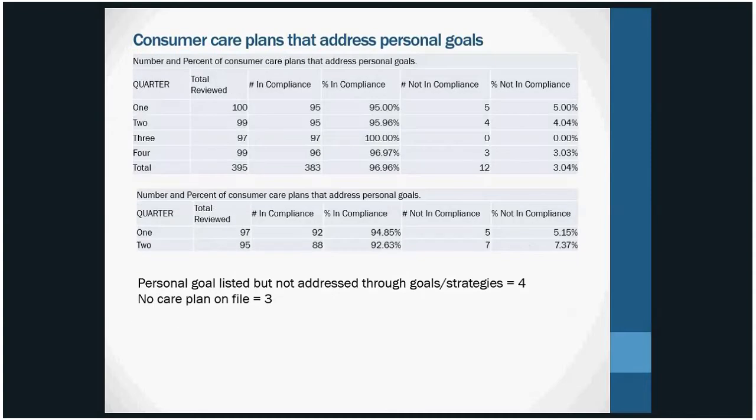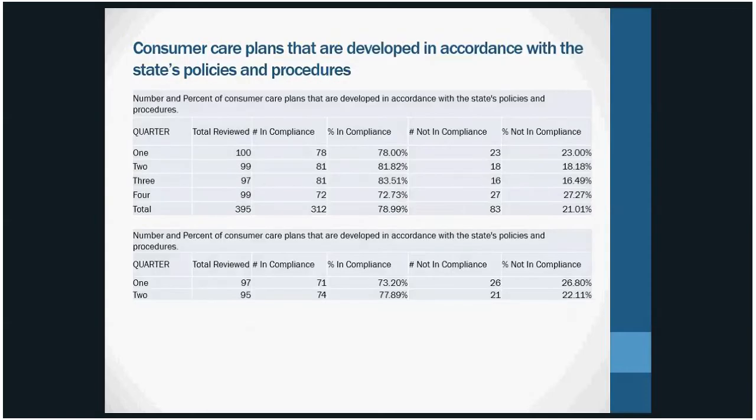Consumer care plans that address personal goals is at 92.63%. Consumer care plans that are developed in accordance with the state's policies and procedures. Again, this is just all the service plan performance measures compiled, so we're always a bit low here because it looks at everything within the care plans. However, you will note here that we did bring this up from last quarter, so we are showing improvement there as well.